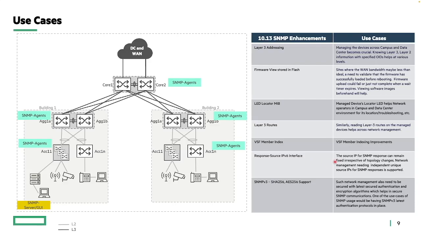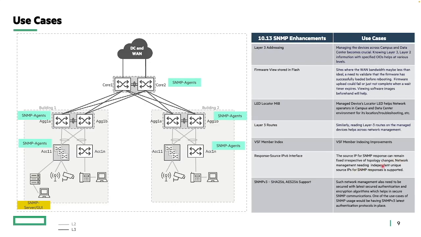With respect to having a response source as IPv6, that's an additional benefit which we have on this particular enhancement. The source IP for SNMP response can remain fixed irrespective of topology change. That's one of the very big use cases. We can have the source IP for the responses fixed, whatever we want it to be manually, and irrespective of the topology changes, right? And now we can track that particular IP.